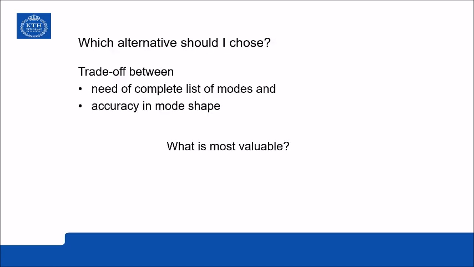So, in the end, which alternative should I choose in a given situation? Well, as you have understood, I suppose, that is a trade-off between if you need in the end a complete list of modes, or accuracy in the mode shapes. So what property of these 2 is the most valuable in your given situation? That is what decides your choice.